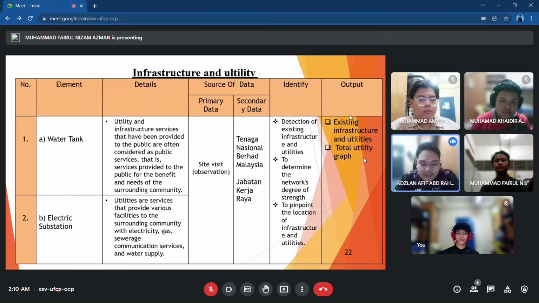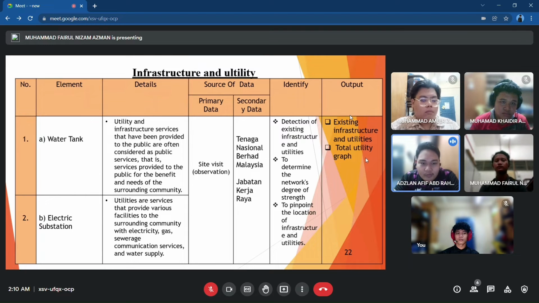Second one is electric substations. An electric substation is also a utility service that provides various facilities to the surrounding community, which is electricity, gas, sewage, communication service, and also it can support water supply.